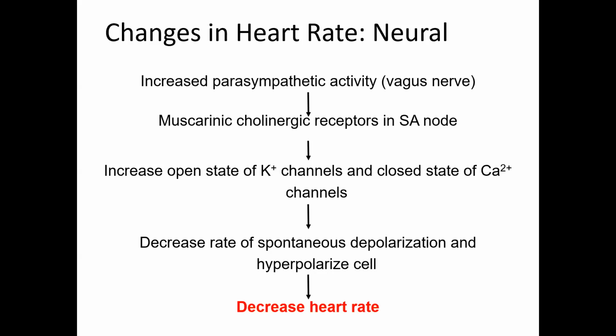And we know from previous knowledge that opening potassium channels is a hyperpolarizing event. And obviously, if we close calcium channels, that is also a hyperpolarizing event, as opposed to a depolarizing event. That is going to decrease the rate of spontaneous depolarization or increase the rate of hyperpolarization, and that will bring about a decrease in the heart rate. So this is how we do the opposite. We go from a parasympathetic influence, which results in a decrease in the heart rate on the SA nodal cells.